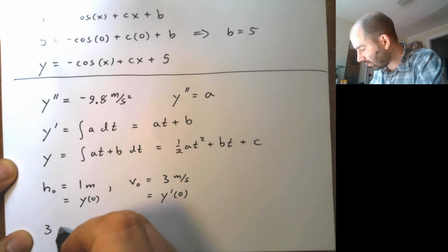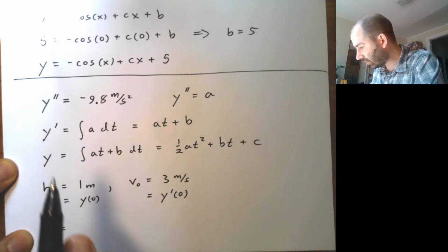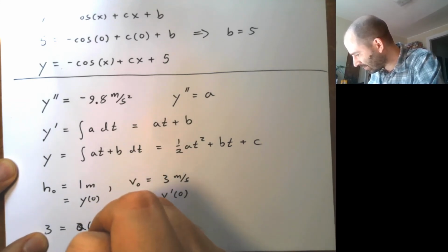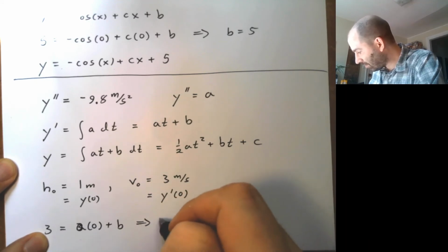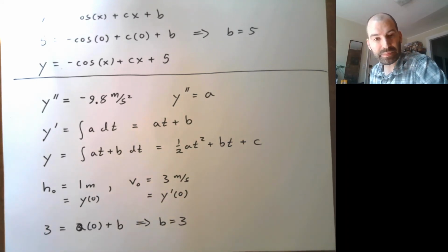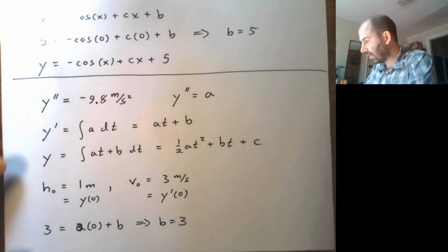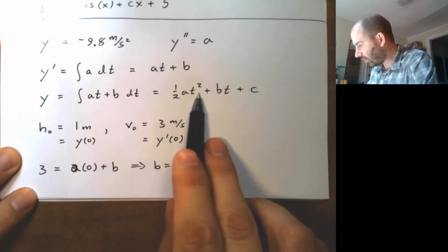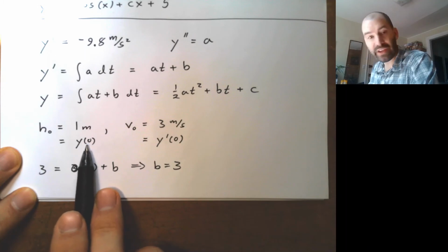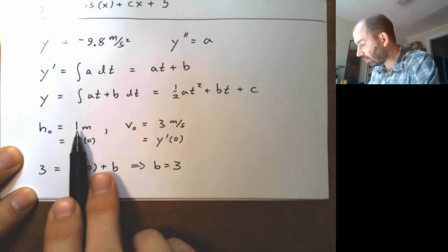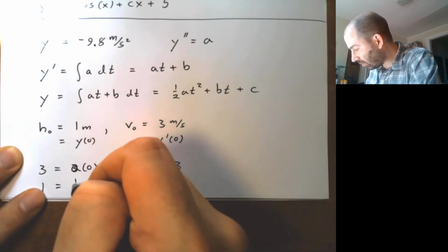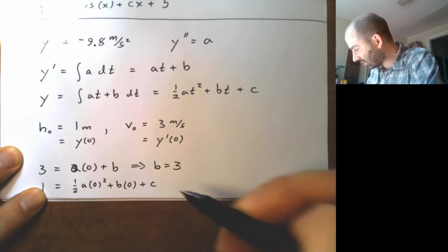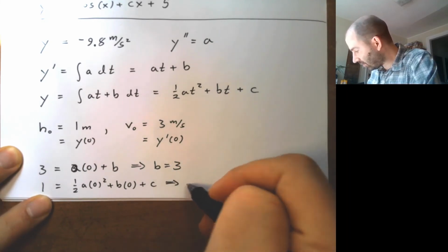Okay? So let's take this y prime of 0 equals 3 and plug it into this equation. What do I get? Well, y prime of 0 is 3, so in place of y prime I'm putting 3, and in place of t I'm putting 0. That's a times 0 plus b. So that tells me that b is equal to 3. Now, let's go down to our other equation here for y and use this. If y of 0 is 1, that tells me that 1 is equal to 1/2 a 0 squared plus b times 0 plus c. So therefore, c is equal to 1.